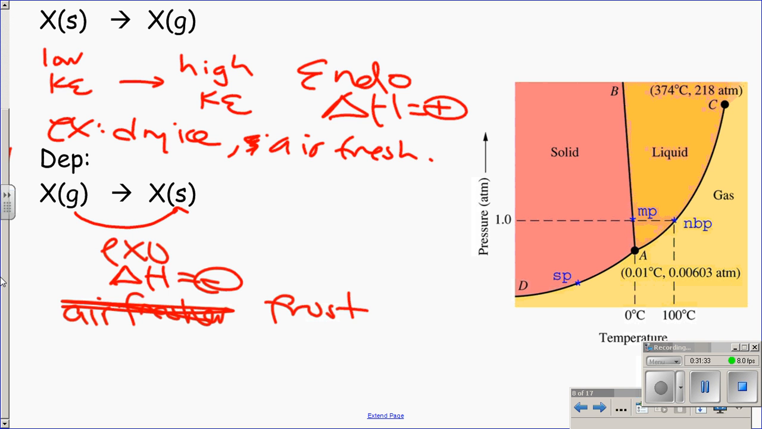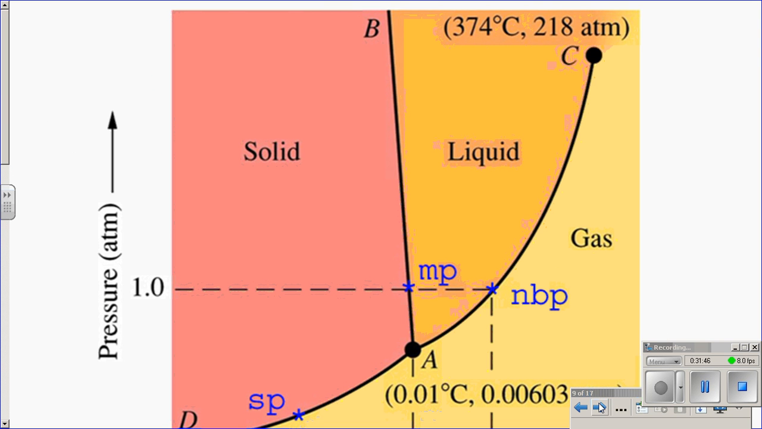Okay, so now let's look at this guy. Have you seen one of these before? Phase diagram. That copy is a little weak on your paper, so that's why I have this again. I have this bigger on the next page. Okay, so this is called a phase diagram.